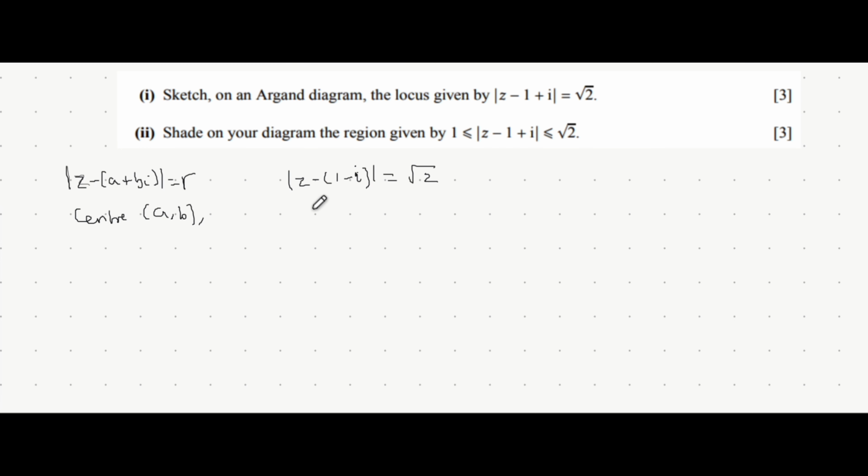That tells us that the center of the circle is given by the real part here, which is 1, and the imaginary part is -1. And then the radius is equal to √2.